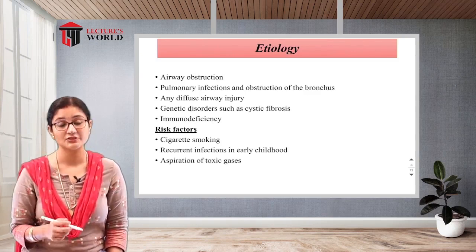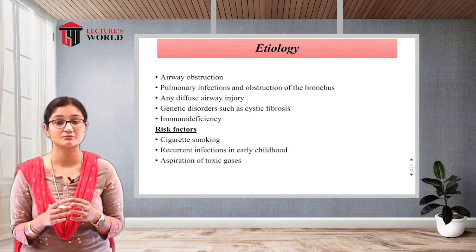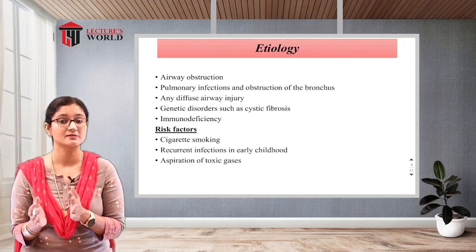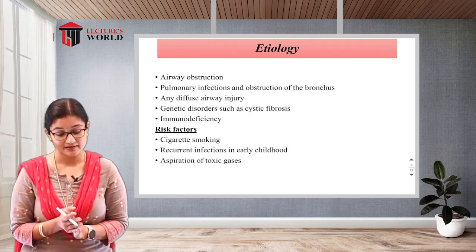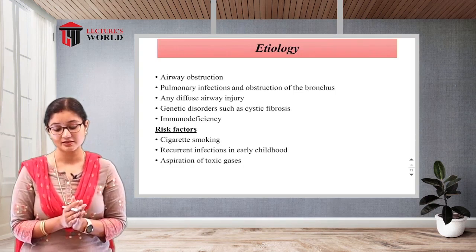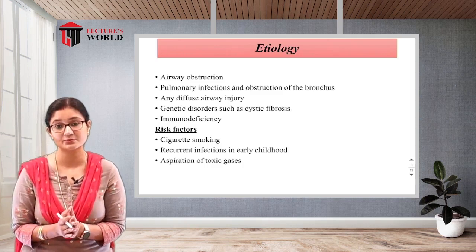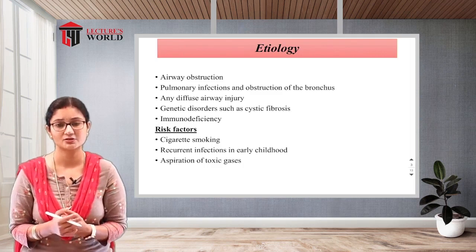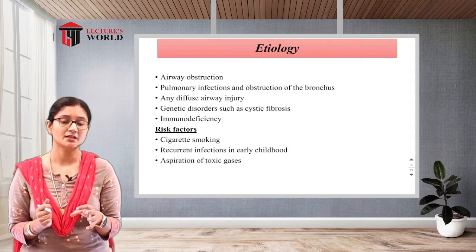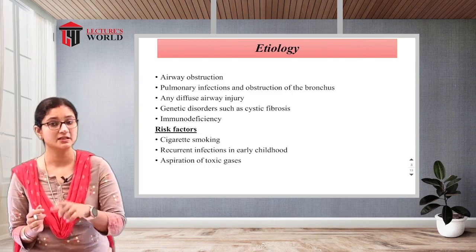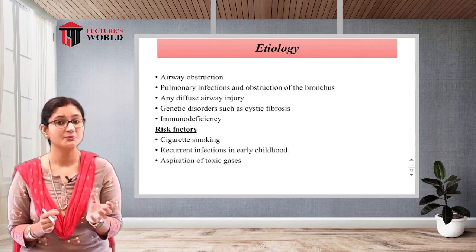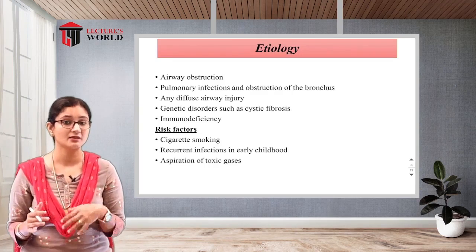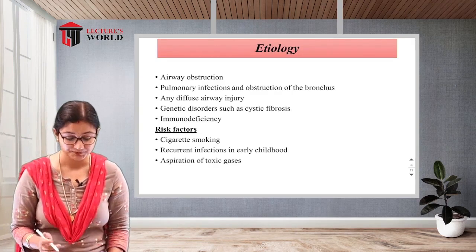Any diffuse airway injury, that is any injury to our airways, the bronchi or bronchioles, then this disease can occur. Next is any genetic disorder such as cystic fibrosis. Cystic fibrosis is one of the respiratory problems, which is a genetic disorder. That is, if parents are suffering, the child can also suffer from it. So it's very important that we see whether the person is suffering from this, as he can then develop bronchiectasis. Immunodeficiency, that is, those whose immunity is low, have more chances of further infection.